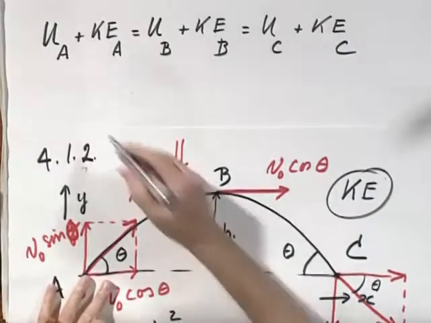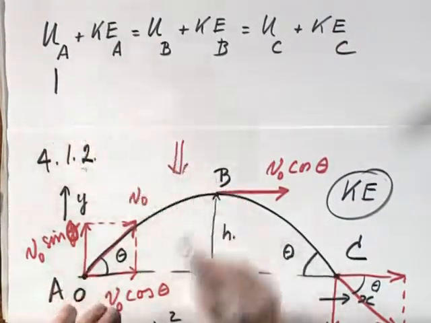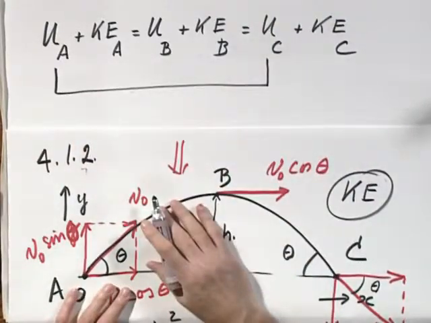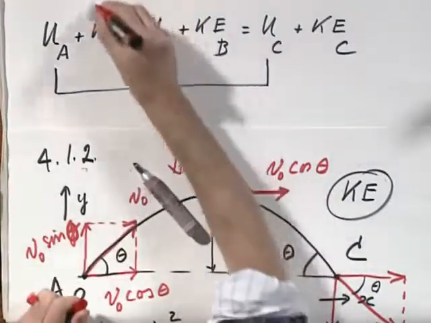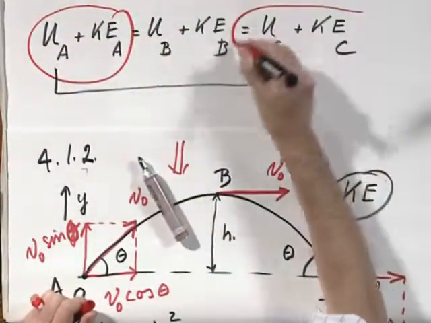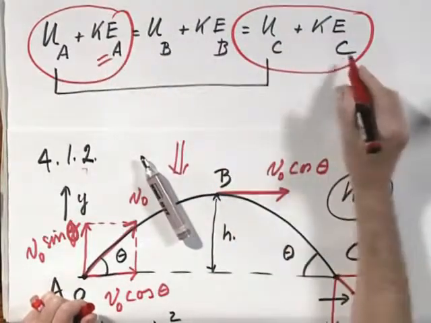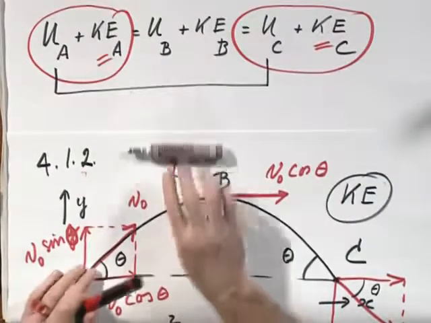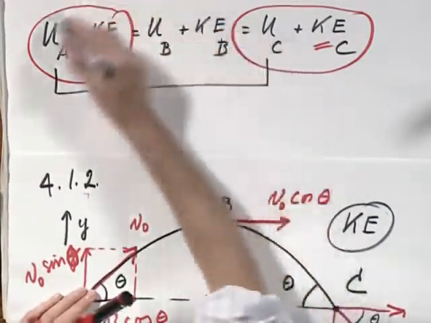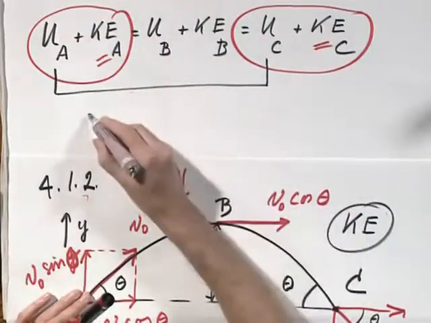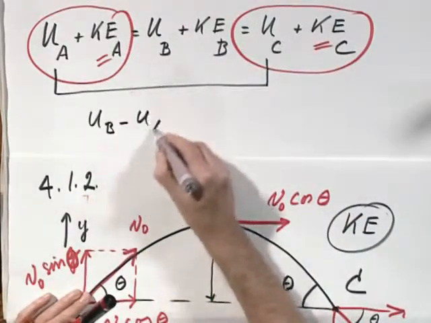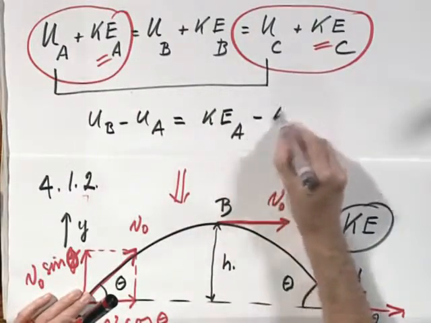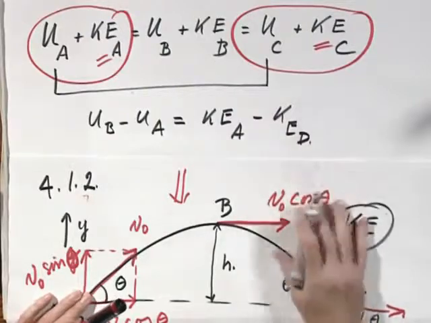Well, it's immediately obvious that UA is the same as UC because they're at the same level. And so if you take this part of the equation equal to this part of the equation, you indeed see immediately that the kinetic energy at point A is the same as the kinetic energy at point C. If you take the left part of the equation, you can write down that UB minus UA would be the kinetic energy at point A minus the kinetic energy at point B.